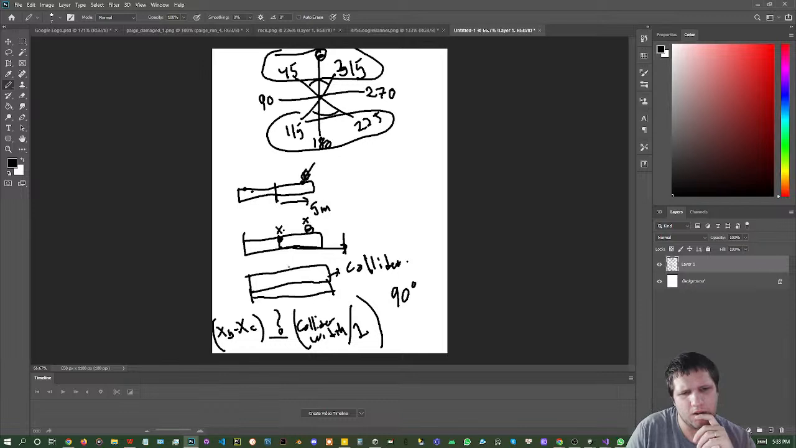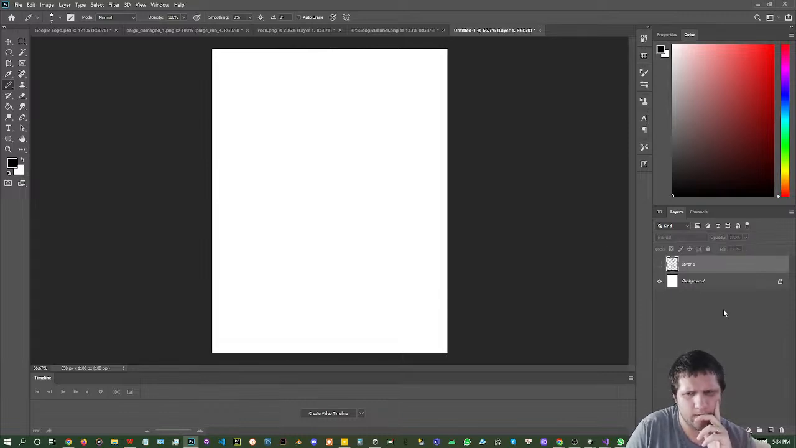Perhaps we can also get the y of the collider and the y of the ball. Of course, with the y and the x of the ball, we're going to have to subtract it by the radius. Okay. So we have the x.